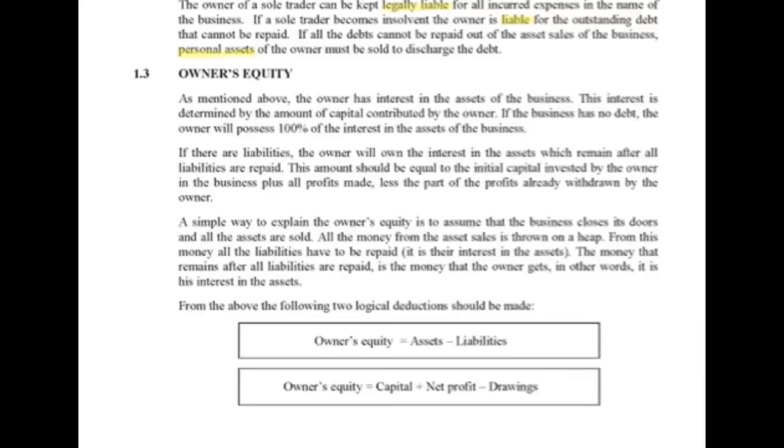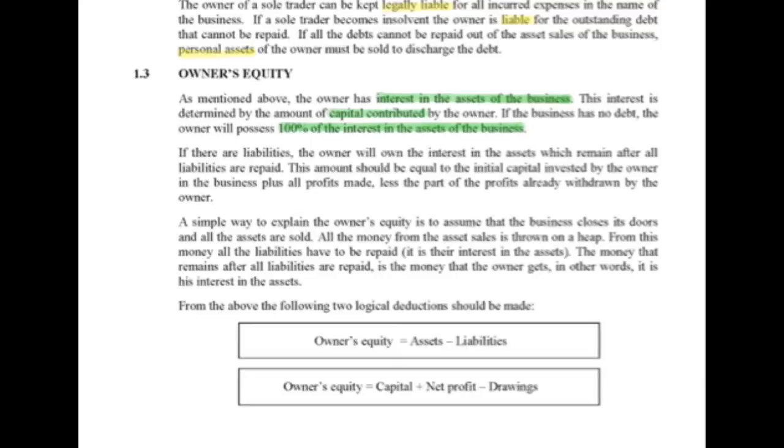Thirdly, owner's equity. It's important that you understand owner's equity fully. As mentioned above, the owner has interests in the assets of the business. This interest is determined by the amount of capital contributed by the owner. So if the business has no debt, the owner will possess 100% interest in the assets of the business.